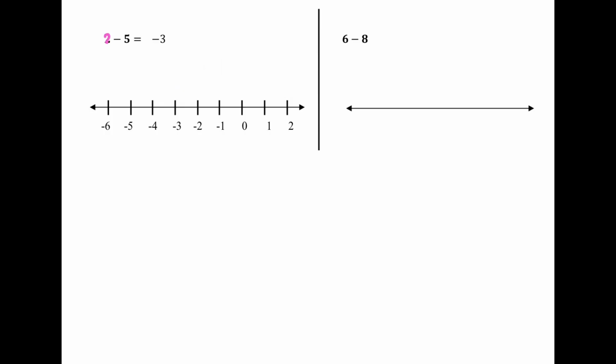Okay, so we're going to start at 2, 2 in the positive direction. And then we're going to get less positive because 5 is positive. So we're going to start at 2 and go to the left 5, so I end up at -3. Okay, so this is the +2, this is the -5.